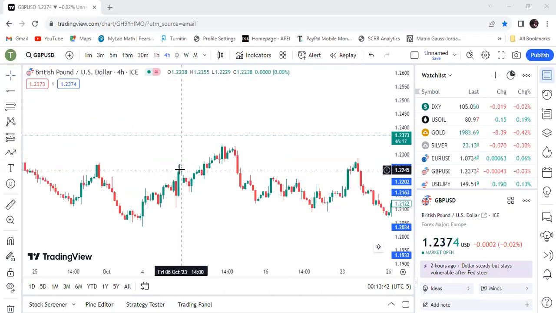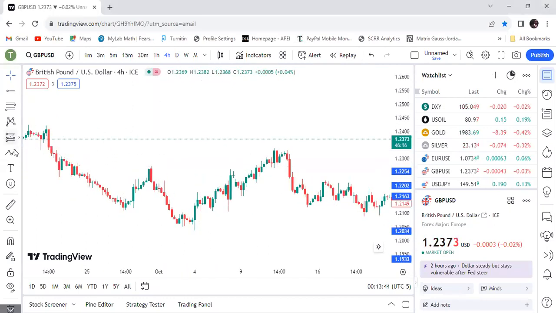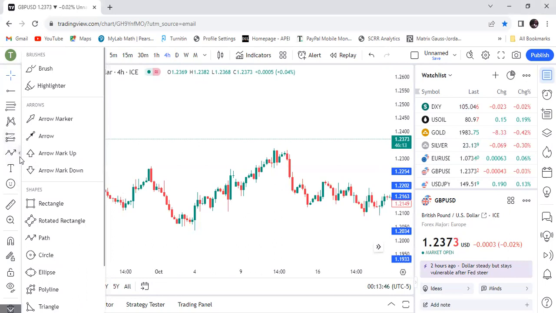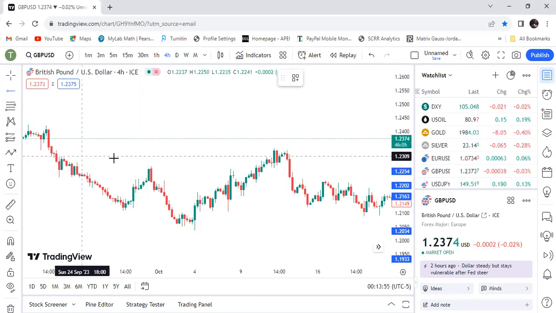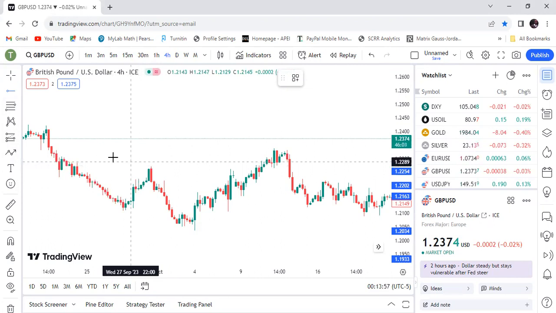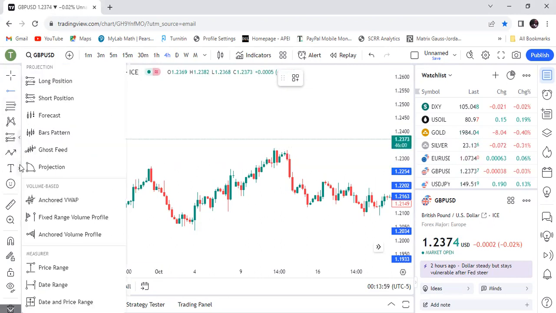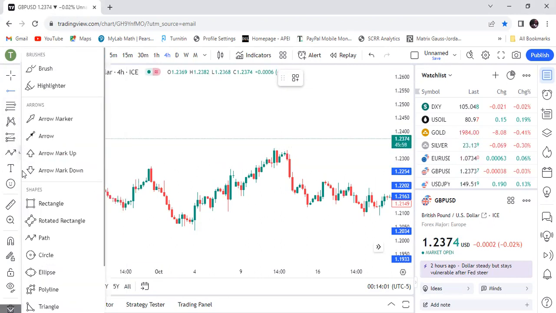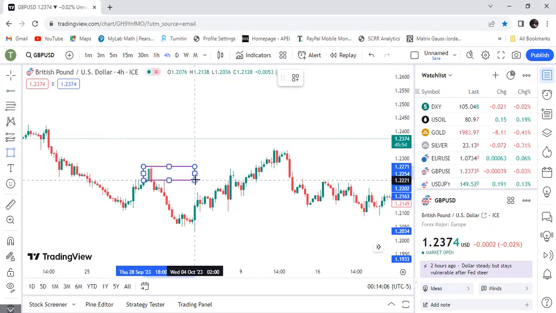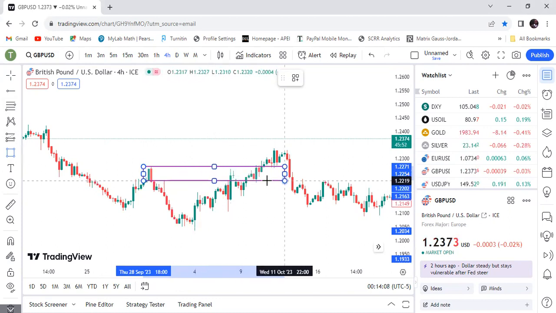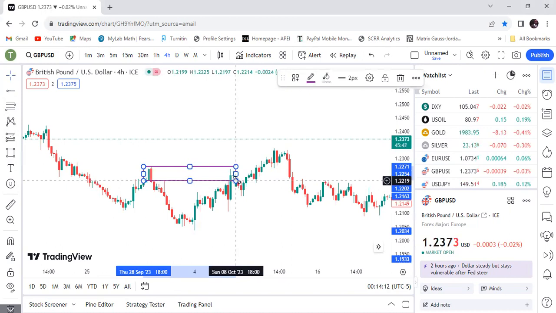So here we have a bearish engulfing. This is the pattern. We take up to the top of the wick. You can use the lines, or you can use the rectangle. I take up to the bottom of that wick and up to the body of this first candle, and extend it, right?